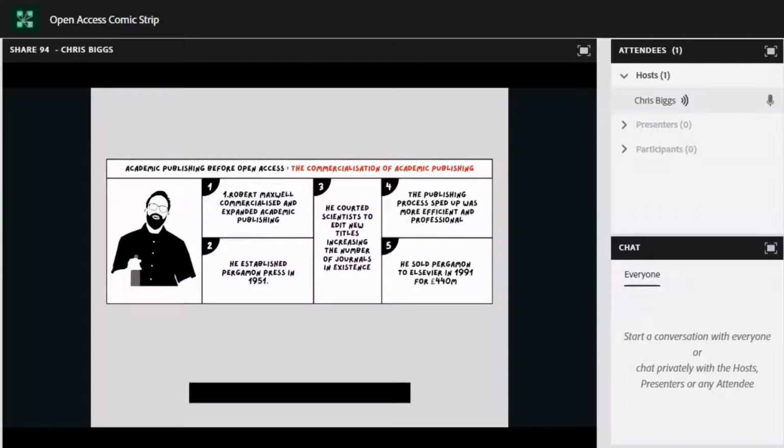So, according to Stephen Barani, academic publishing changed fundamentally after the Second World War. In parallel with an unprecedented growth in scientific activities, academic publishing was transformed from a slow, small, inefficient process to an expanding, commercial, efficient, and very profitable industry. Figures like Robert Maxwell led the commercialization of academic publishing fundamentally by courting scientists to head new titles in new fields, increasing the number of titles in existence.